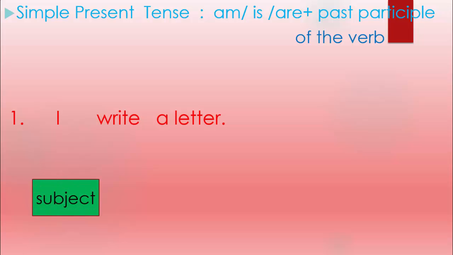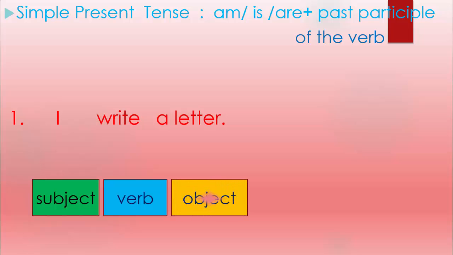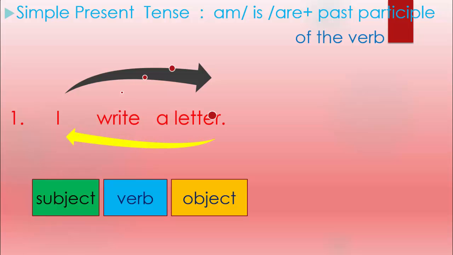I is the subject. Which is the verb in this sentence? Write is the verb in this sentence. And which is the object in this sentence? A letter is the object in this sentence. So, let us see. Now, the subject becomes object and the object becomes subject.